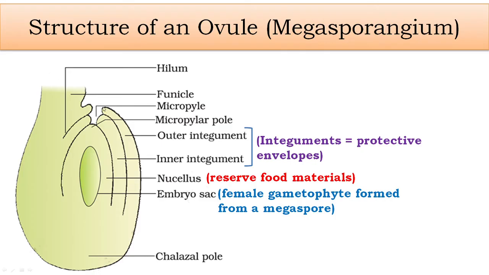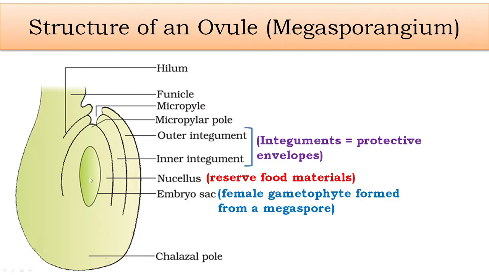Then you find that there are two integuments, an outer integument and an inner integument. These two integuments have a protective role. These are protective envelopes. Integuments are there for protection, and what they protect is the embryo sac. The embryo sac is the female gametophyte, which means it contains the female gamete. The female gamete is present within the embryo sac, and the embryo sac is protected by these two integuments.